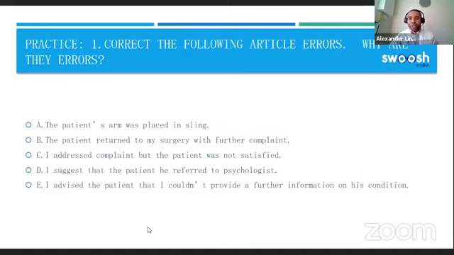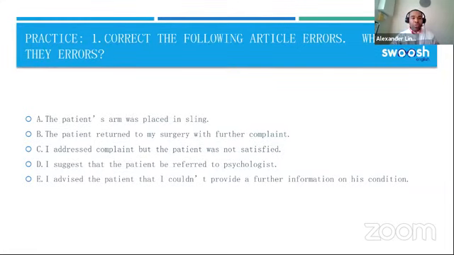So we'll do the first one together. The patient's arm was placed in sling. What is the problem here? There is definitely a problem. What is the problem? Can you share in the chat, please?